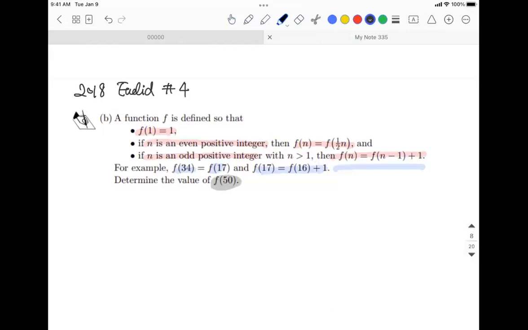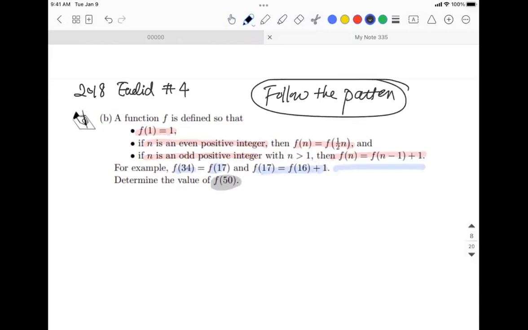A problem like this, 50 is not too big, right? This is not 50,000, but 50 is not very small either. So maybe we have to follow the rules, follow the pattern given by the problem, and try to calculate the value. In a sequence problem, a very important thing from time to time is that you need to follow the pattern. So not to say 50 is too big or too small.